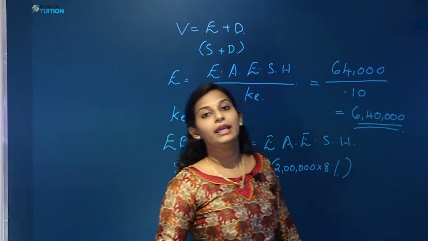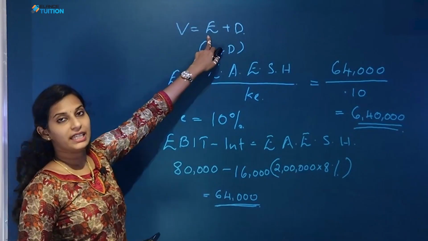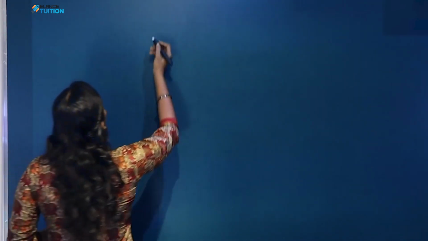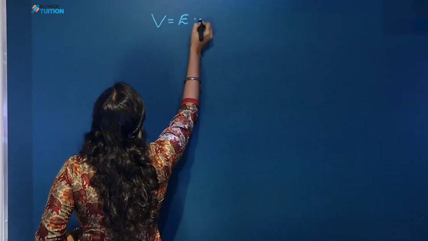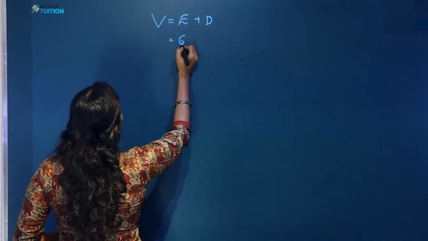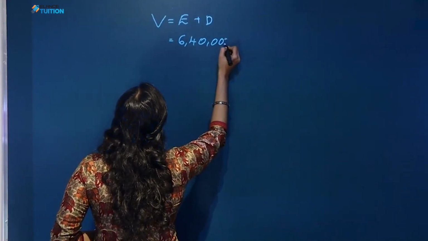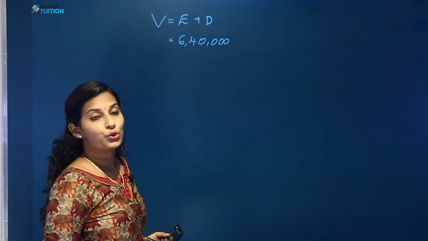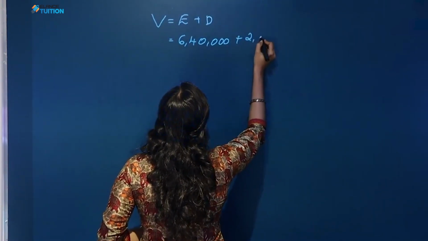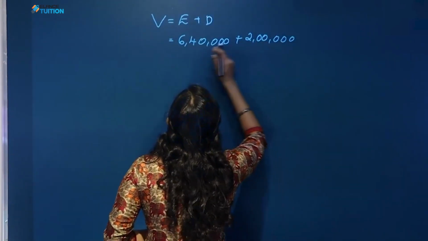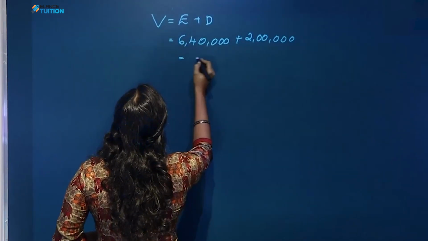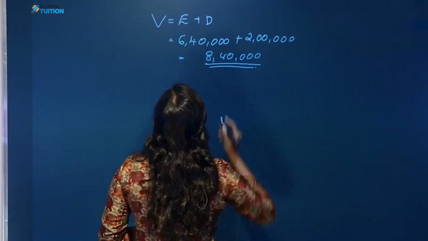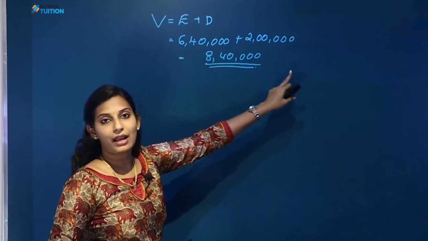6,40,000. Then here we got E, now we want to find out V, value of firm. So V is equal to E plus D and we got E, that is 6,40,000. D as market value of debt capital, that is given in the question, that is 2 lakh. So D as 2 lakh and 6,40,000 plus 2 lakh is 8,40,000 and that is value of firm. So value of the firm, V, is 8,40,000.